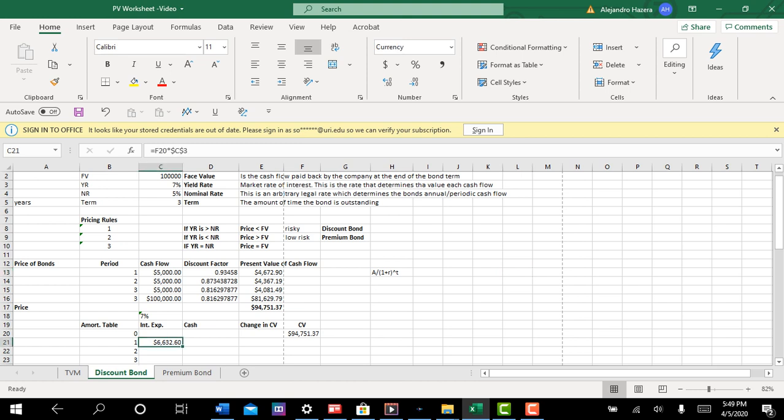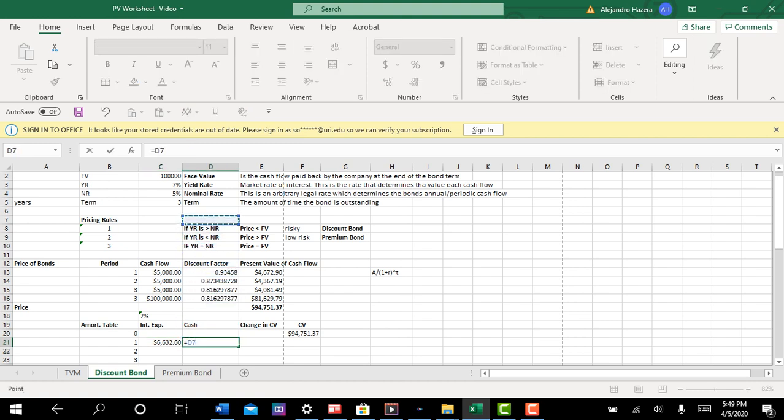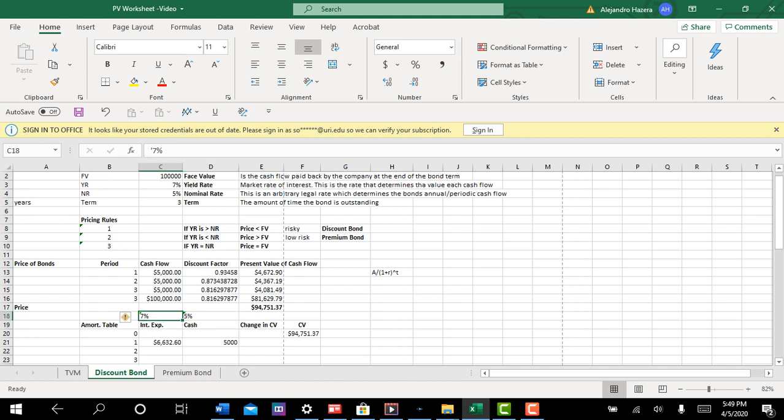So the interest expense here is the previous year's carrying value times 7%. Okay, and I noticed that I froze up. I put dollars before the C and the 3 there. Cash is always going to be the same. Cash is always going to be the 100,000 times the nominal rate, which is 5%. So I'm going to put in text here 5%. Okay, and these are text, so I can't use them to do equations.